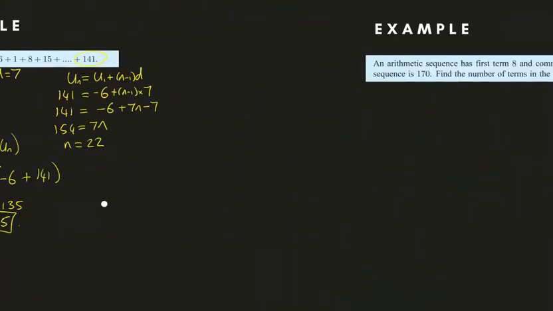Right, let's carry on and see if we can make this a little more challenging yet again. So, an arithmetic sequence has first term 8. Let's write that down. u1 equals 8. Common difference 2. Okay, great. The sum of the terms of the sequence is 170. So Sn is 170. Find the number of terms in the sequence. So we've got to find n here.